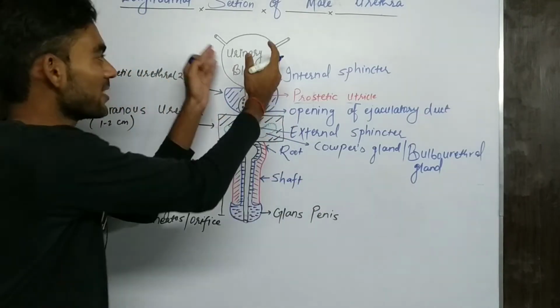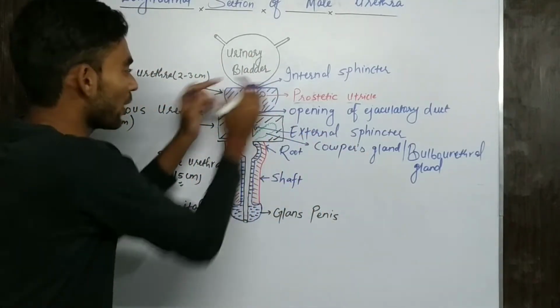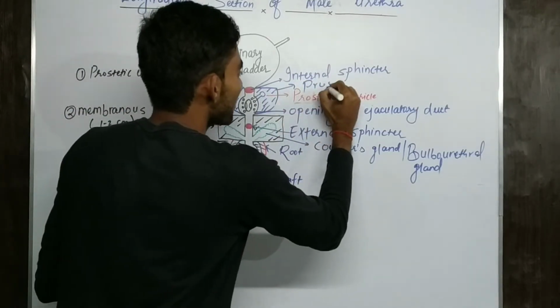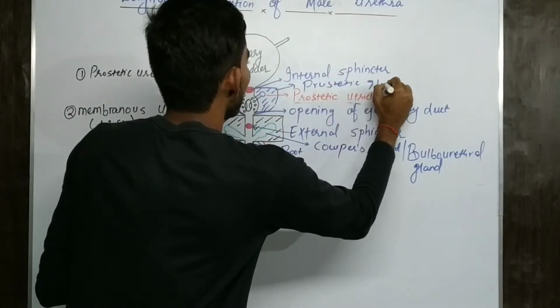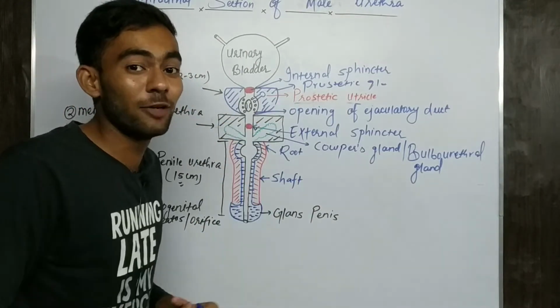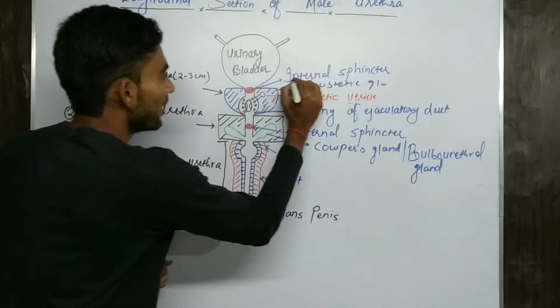Let's move further. This is called urinary bladder. Urinary bladder opens into the structure called prostatic gland. This is called prostatic gland, right? Prostatic gland has one sphincter which controls and checks the urination, and which is called the internal sphincter.